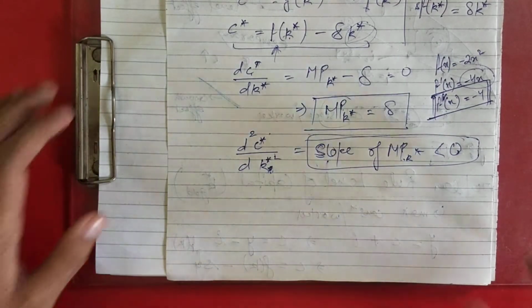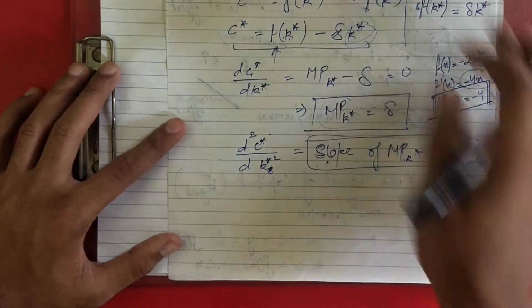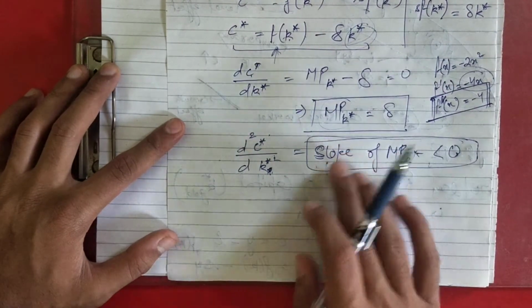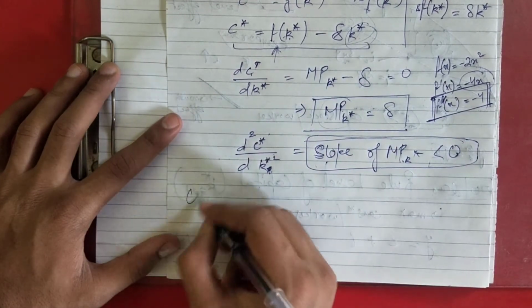Now let's do one numerical, and then we will plot all this in one diagram to see where we get the k star gold. So I am first doing the numerical.